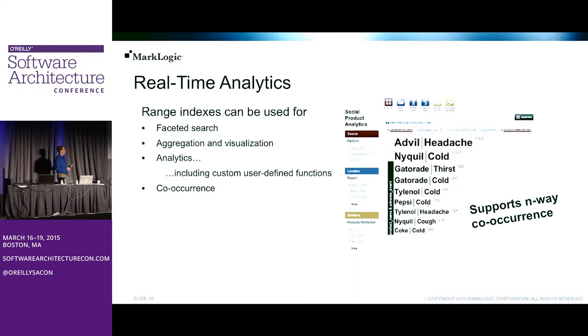So co-occurrence is another example of real-time analytics. The idea of co-occurrence is it's great to see a list of what medicines are in our database, and it's interesting to see a list of medical complaints that people have. But it's really interesting if you can put those side by side and see what occurs together. Right? So this is an example of two-way co-occurrence where I'm taking two of those values and putting them together, but we can do n-way.